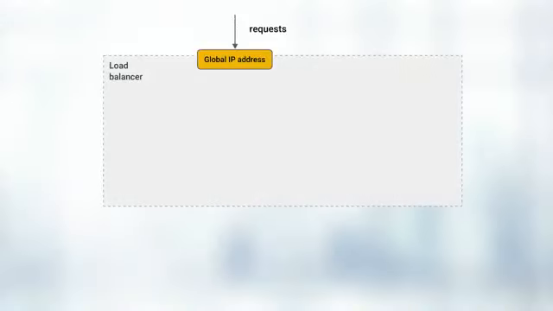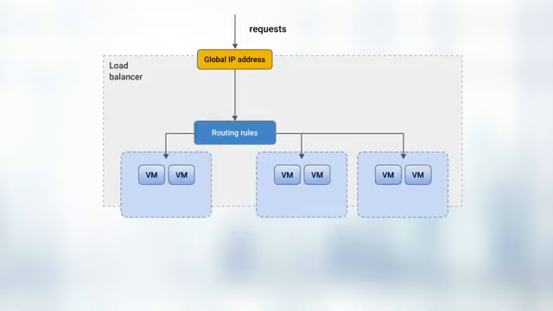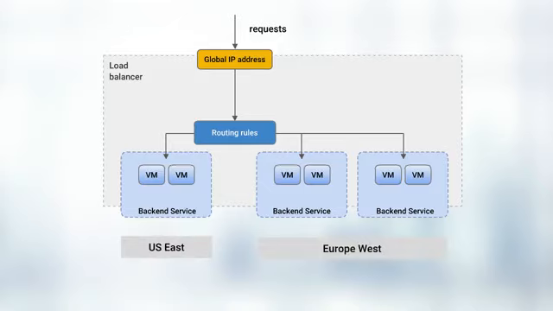With GCP, clients send requests to the load balancer and it routes them to instances grouped by service. This time, the load balancer IP is global. Services can be placed in different regions for disaster recovery or high availability. The IP address is a single global virtual IP for all users.